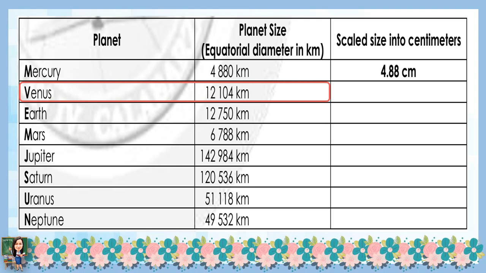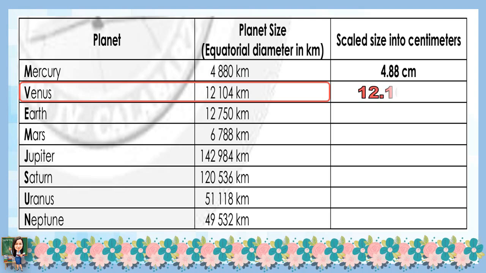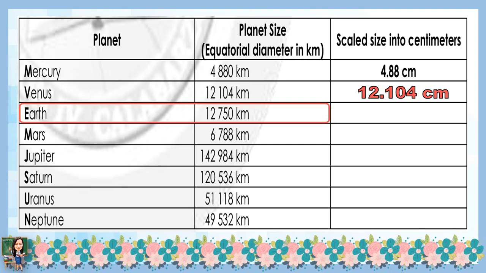Divide 12,104 divided by 1,000 times 1 centimeter equals 12.104 centimeters. Next, Earth. Divide 12,750 divided by 1,000 times 1 centimeter equals 12.75 centimeters. Mars.